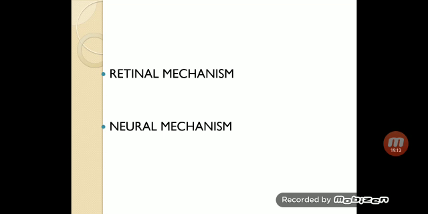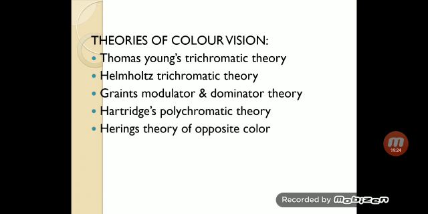Okay. There are theories that explain the mechanism of color vision, that is retinal mechanism and neural mechanism. The theories of color vision are Thomas Young's trichromatic theory, Helmholtz trichromatic theory, Granit's modulator and dominator theory, Hartridge's polychromatic theory, and Hering's theory of opposite colors. According to Thomas Young, the retina has 3 types of cones. Each possesses its own photosensitive substance. Each cone gives response to one of the primary colors, that is red, green and blue. The different color sensations are produced by the stimulation of various combinations of the 3 types of cones.